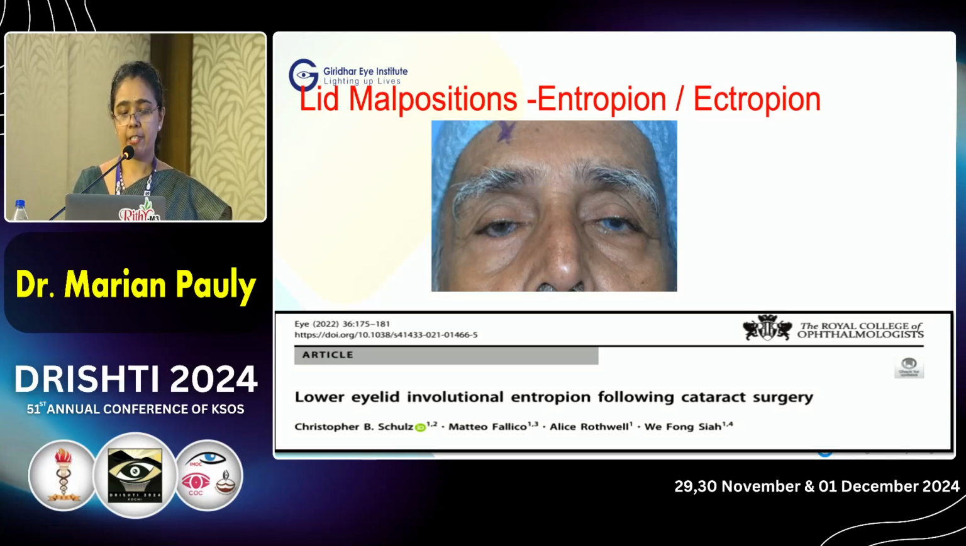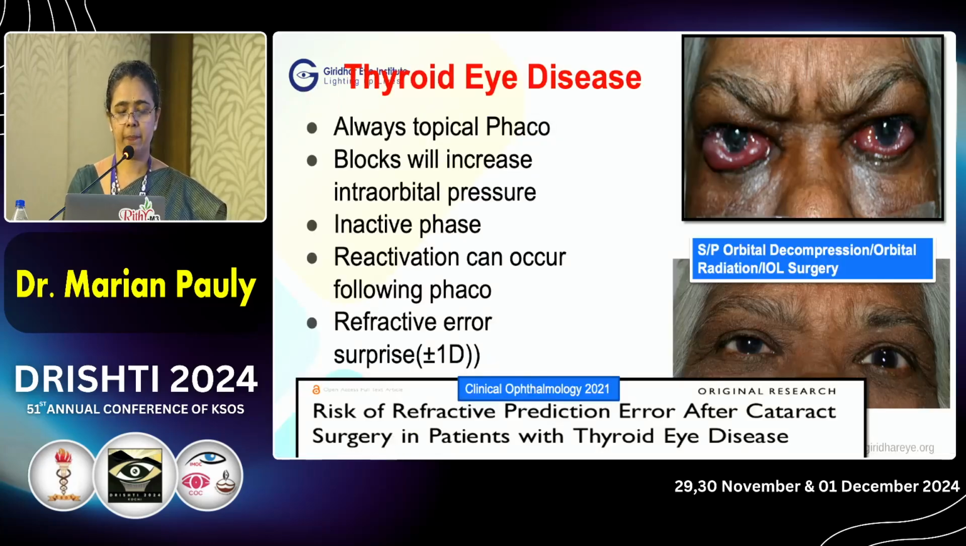So right eye, we did entropion first and then cataract surgery. Coming to another entity, very common, that is thyroid eye disease. In thyroid eye disease, always, if possible, do topical phaco, because peribulbar block can increase intraorbital pressure and can lead to complications of cataract surgery. And always, surgery has to be done in the inactive phase.